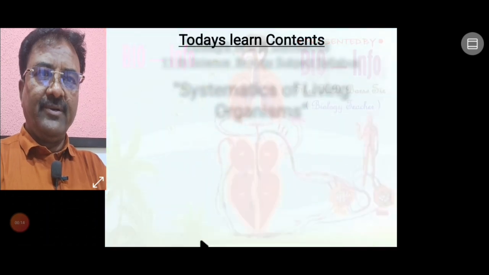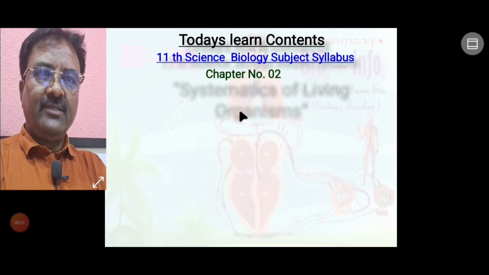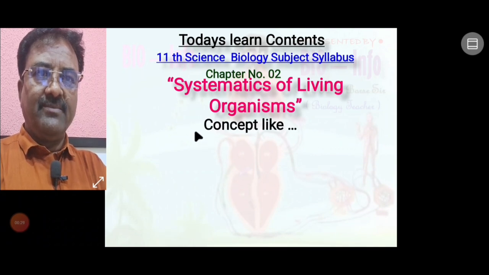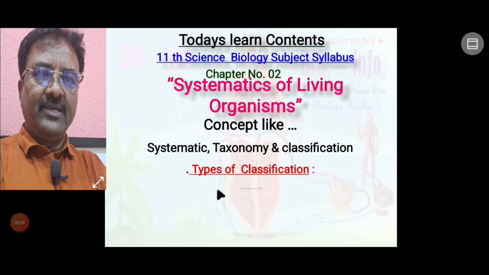Today we are going to learn the 11th science biology syllabus, chapter number 2, systematics of living organisms. This chapter contains some concepts like systematics, taxonomy, classification, types of classification, and three domains of life. So let's start today's first concept.